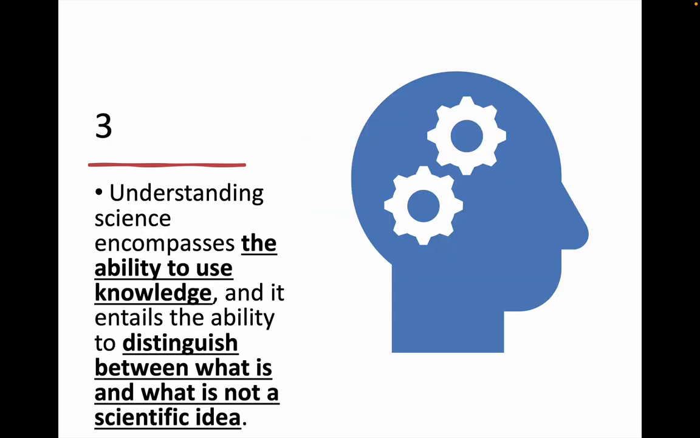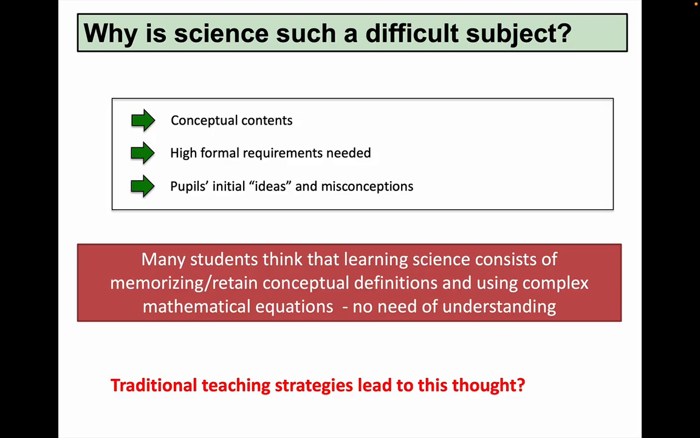So understanding science, therefore, encompasses the ability to use this knowledge and entails the ability to distinguish between what is science and what is not a scientific idea. So once we have integrated all these concepts, maybe we can answer different questions. But why is science such a difficult subject?